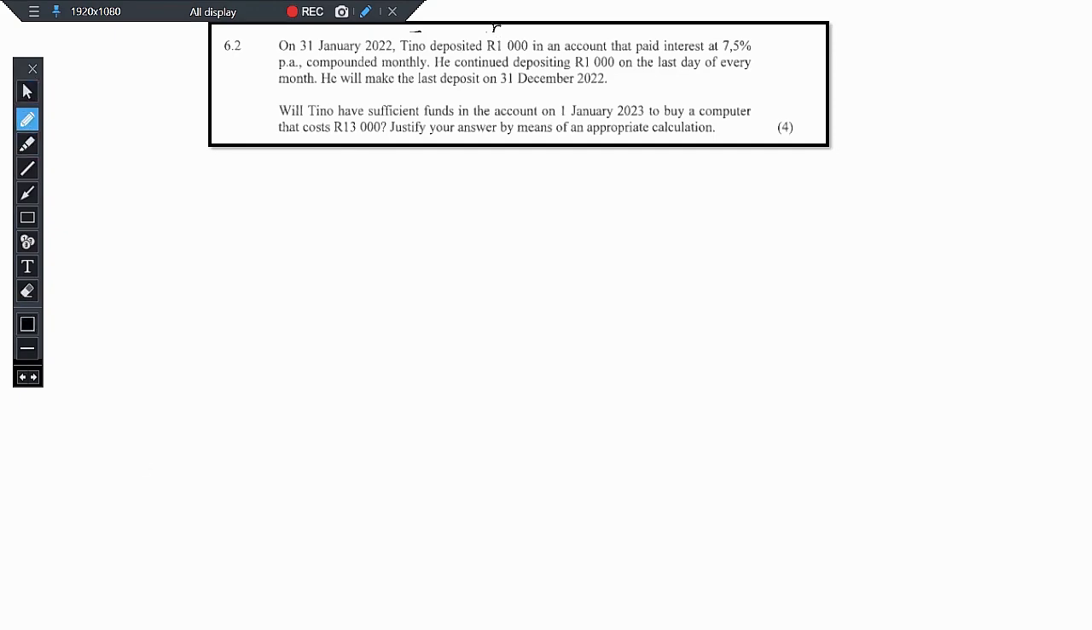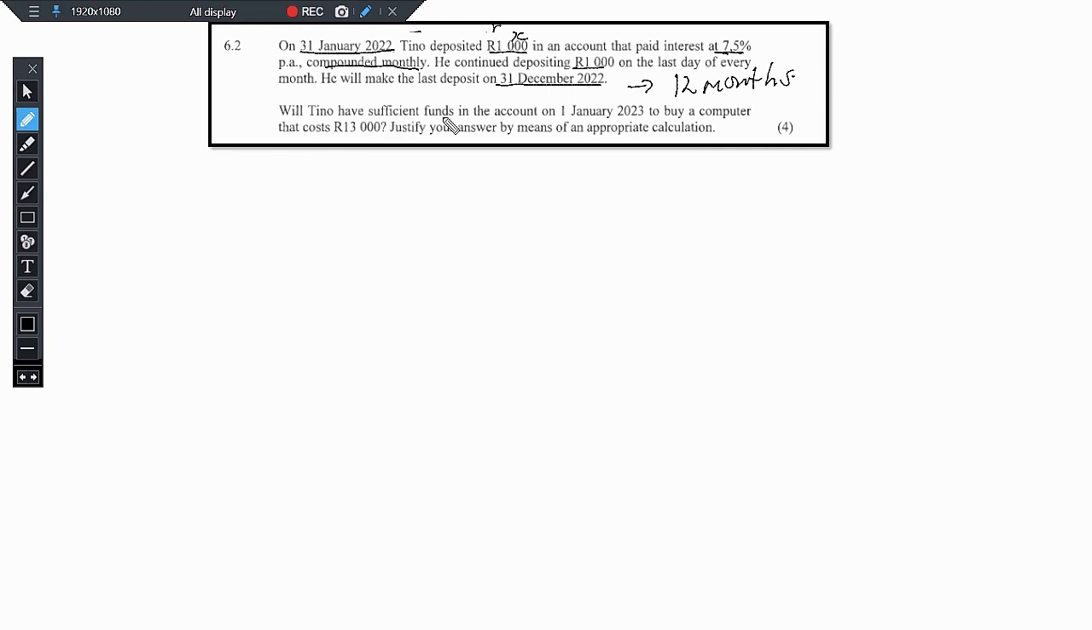Okay, so another extract from the exam, it says on 31 January 2022, Tino deposited 1,000 into an account that paid interest at 7.5% again, per annum compounded monthly. He continued depositing 1,000 on the last day of every month. So now the 1,000, we understand that it becomes the regular monthly installment. He will make the last deposit on 31 December 2022, started 31 January 2022, ends 31 December 2022. Now we can all agree that this is exactly 12 months. This is a whole year, right?